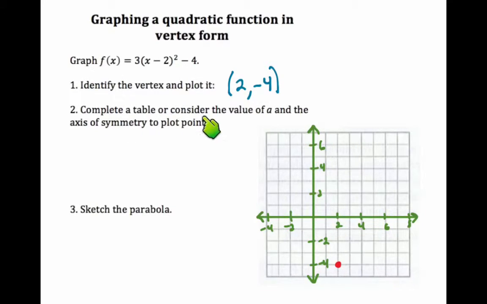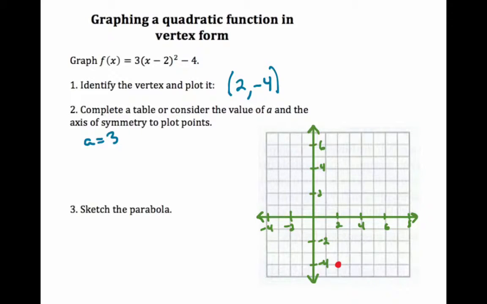Okay, so we can either complete a table, or we can just think about what we learned before and something else that I'm going to teach you today. We can think about the value of A and then just plot points by moving over 1 and up a certain amount or down a certain amount. We could even do it again. We'll move over and up a certain amount or down a certain amount, thinking about A. The safer way is to complete a table. Nothing wrong with creating a table. But also think about the axis of symmetry to save yourself some time.